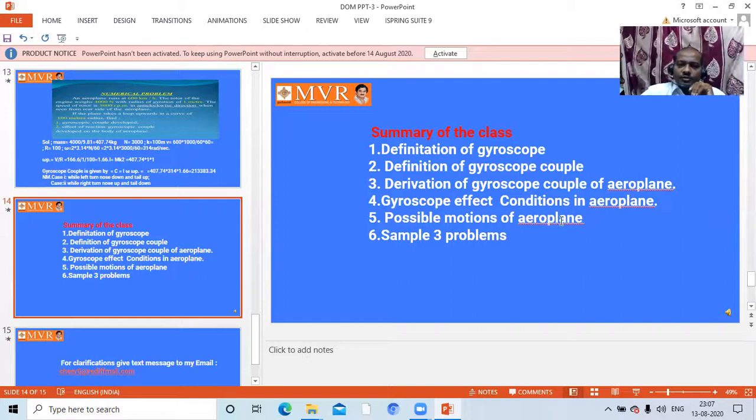Next, possible motions of the aeroplane. What are the possible motions of the aeroplane? First one is takeoff condition, landing condition, right turn and left turn, on what axis: transverse axis, longitudinal axis. Next, three problems are solved in this presentation. Generally, these are going to be problematic. This subject is half problem, half theory. So this class carries a weightage of 14 marks, or we can have a total big answer.